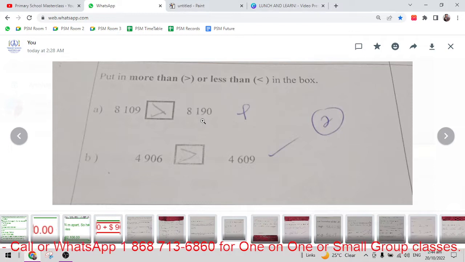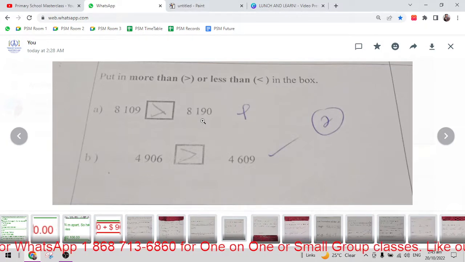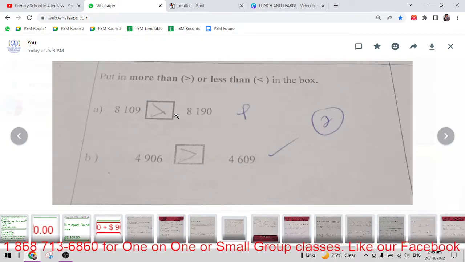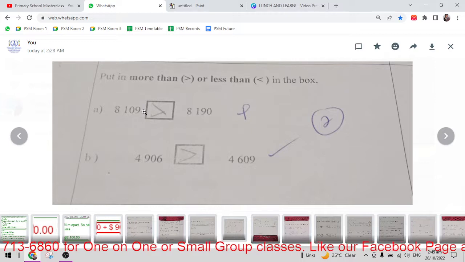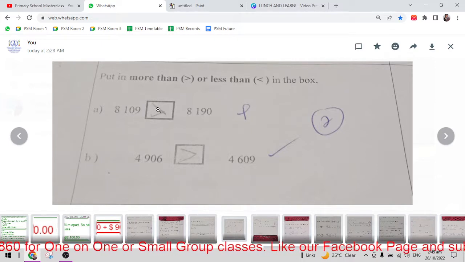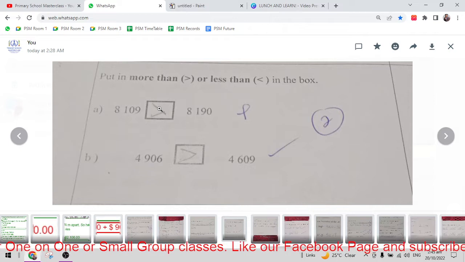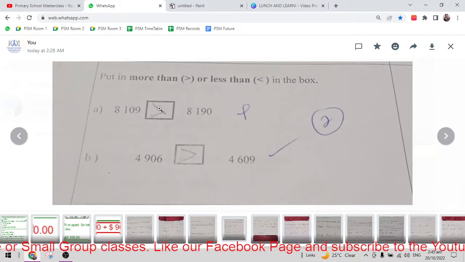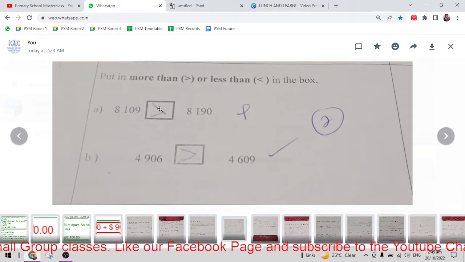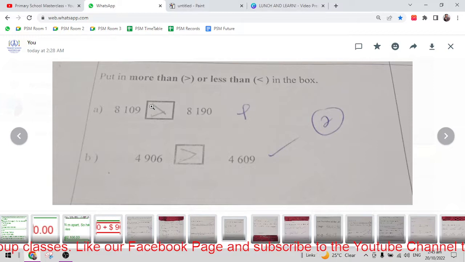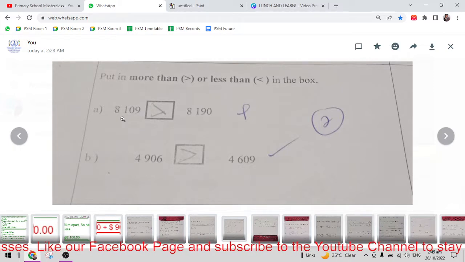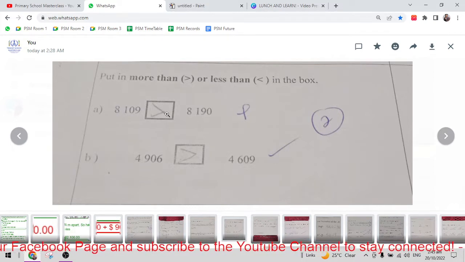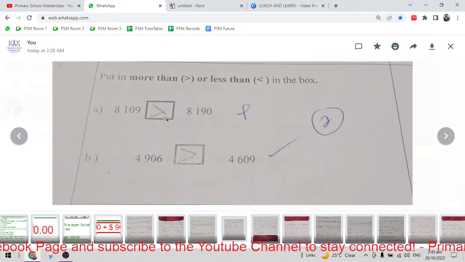So the good old greater than or less than sign, right? Okay, good. So when we have these here, you need to put them in the right direction. So greater than is always on the right hand side. Greater than is always on the right hand side. So if the arrow is pointing to the right, that means you're saying that it is greater than. I think she got a little bit tricked here. So we have 8,109. That should be less than 8,190.